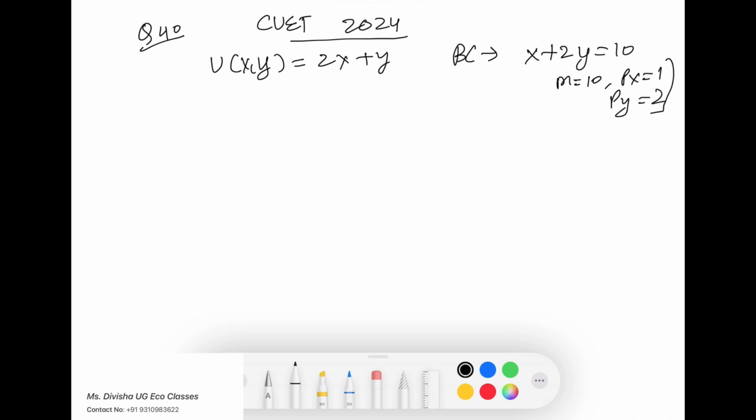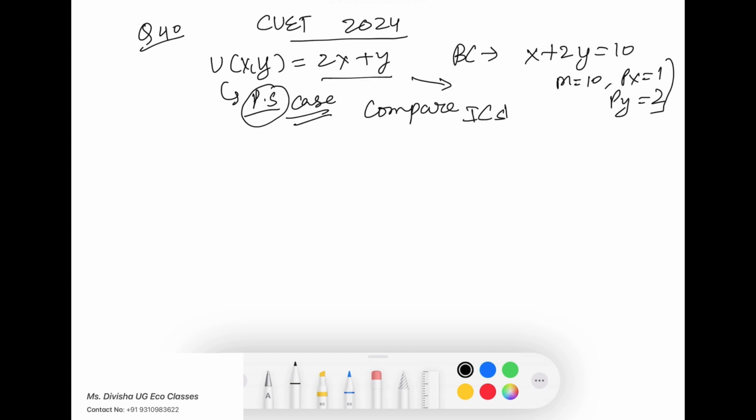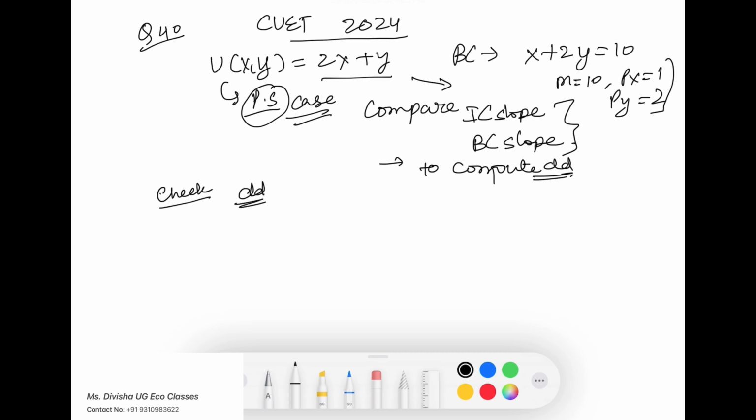Here, when you are given a perfect substitution case, we always need to compare the utility function's IC slope with the budget constraint slope in order to compute the demand. To compute demand for any good, we have to compare the IC and the budget constraint slope. So we have to check what is the demand for good X. Let's compare that.